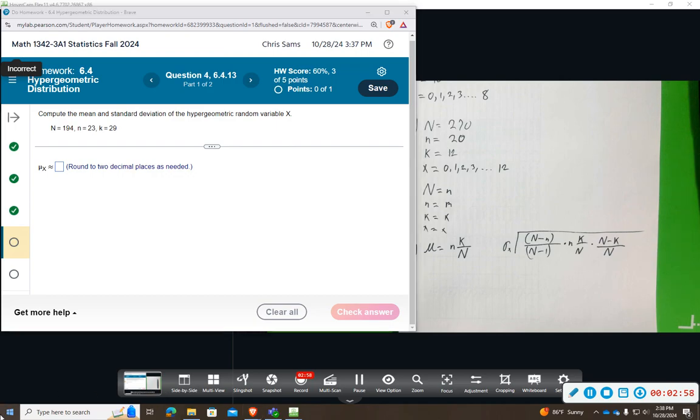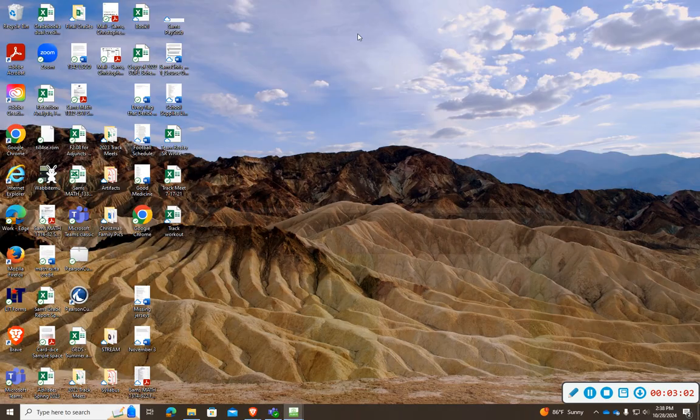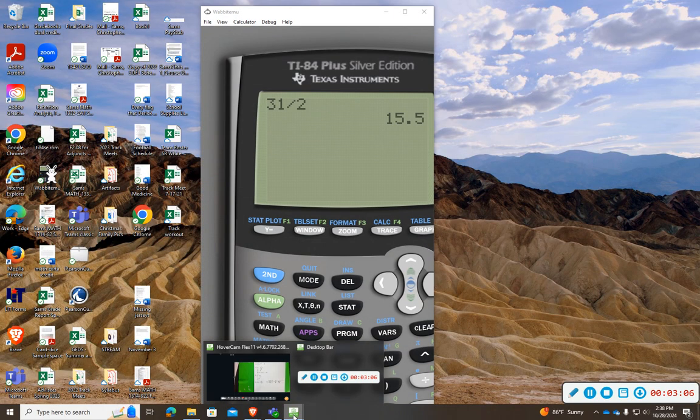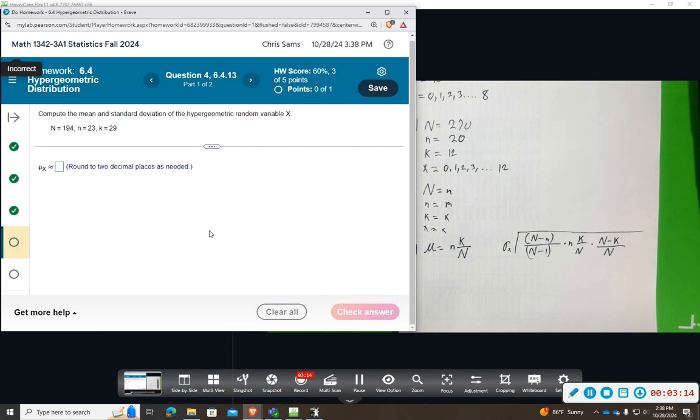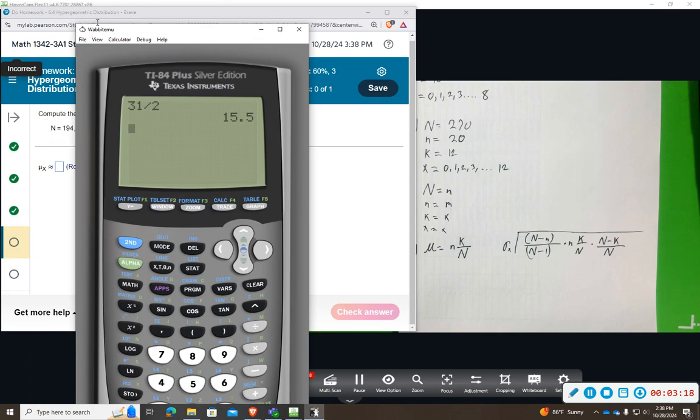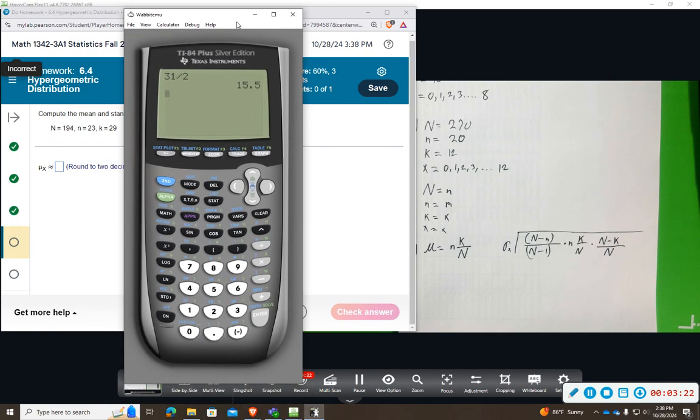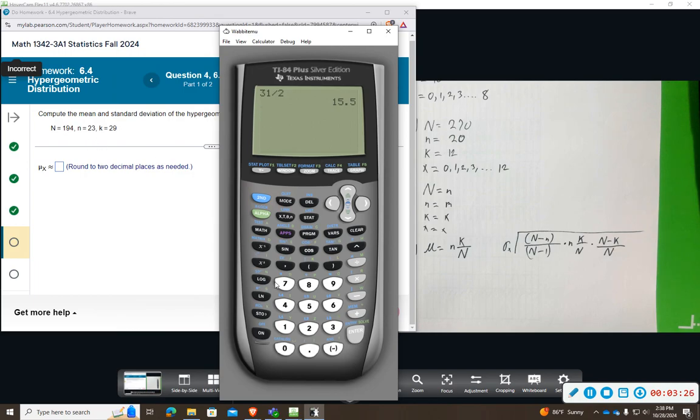So the mean, let me pull up my graphing calculator. And we got those two formulas. Okay. So we are going to do 23, which is a little n, and then times k, which is 29, divided by 194. So we get a mean, and we're going to round to two decimal places, 3.44.